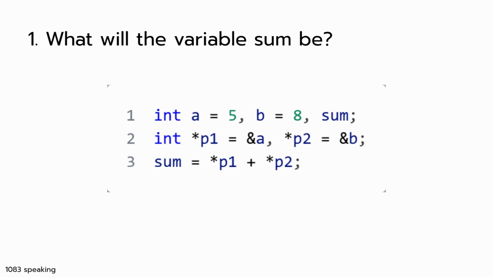Exercise 1: pointer dereferencing and addition. Take a look at the code on the screen. We have two integer variables, a and b, initialized with values, and two pointers, p1 and p2, pointing to them. The final line calculates the value of sum. Your task is to determine the final value stored in the variable sum. You have 1 minute to figure this out. Time starts now.